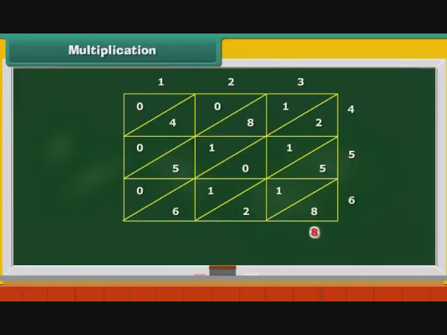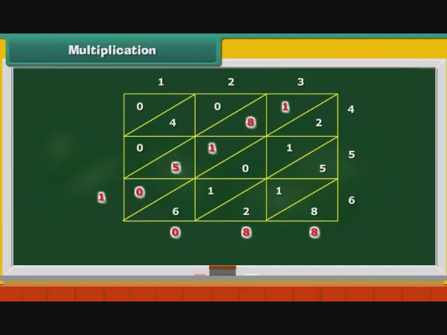The diagonal above it has 3 elements: 5, 1, and 2. Their sum is 8. Write 8 where the diagonal ends. The third diagonal has 5 elements: 2, 1, 0, 1, and 6. Their sum is 10. Write 0 and carry over 1 to the next diagonal.